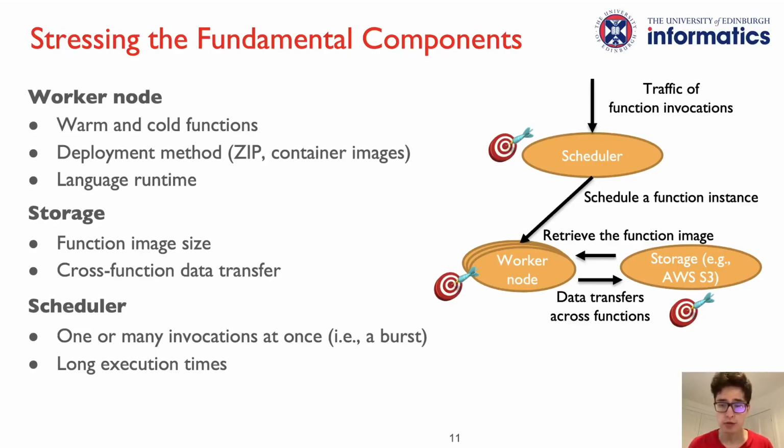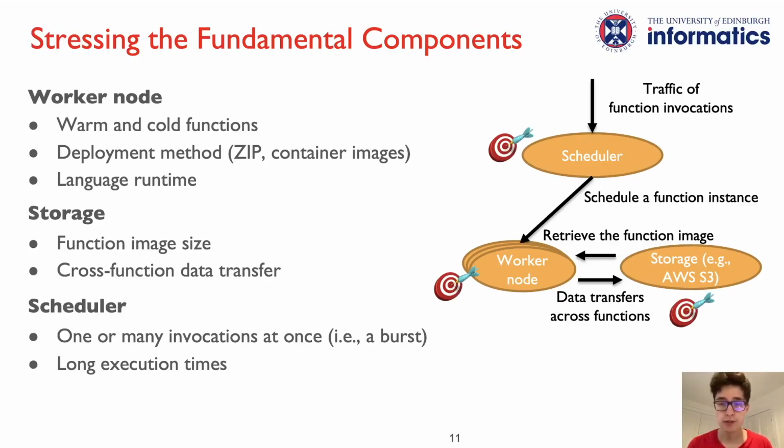The time it takes to spawn a new instance highly depends on the function characteristics that STeLLAR can vary as well. For example, STeLLAR allows to use two deployment methods, namely deploying a function with a zip archive or a container image. Also, STeLLAR allows to choose a language runtime, for example, deploying a function written in Python or a function written in Go.